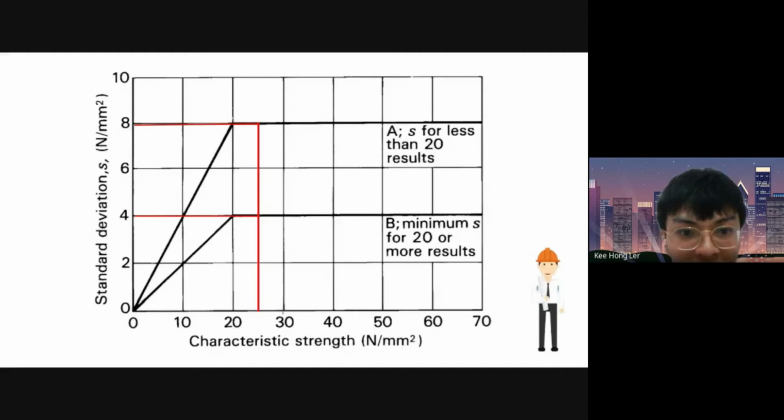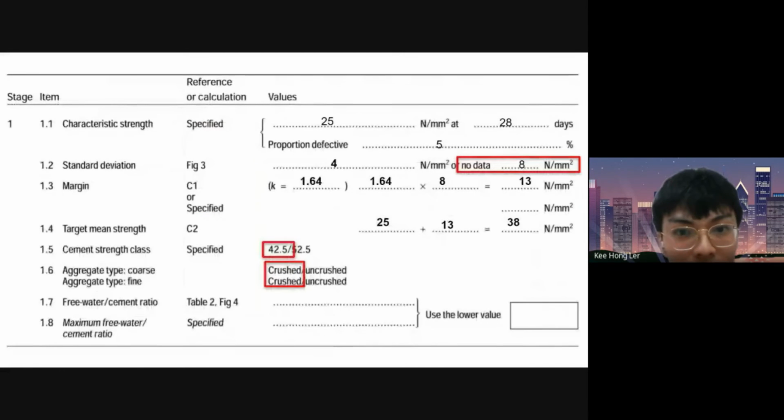We draw a vertical line from 25 until it touches line A, and we know that our standard deviation is 8. Our K is 1.64 since our proportion defective is 5%. So 1.64 times 8 equal to 13. Our target mean strength will be characteristic strength plus 13 equal to 38. So our cement strength class is 42.5 since our cement used is ordinary Portland cement.